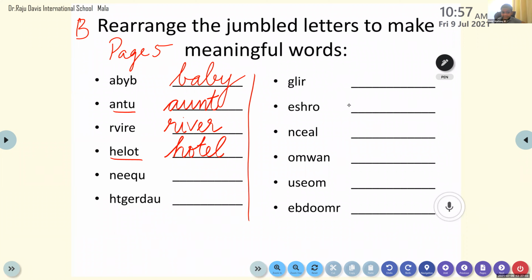Queen. Yes, queen. Very good. The spelling of queen is Q-U-E-E-N. Queen. Very good, Asif. Please do write it. I hope all of you are doing it.